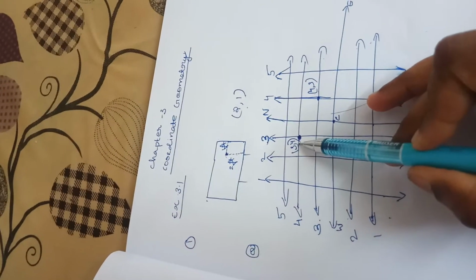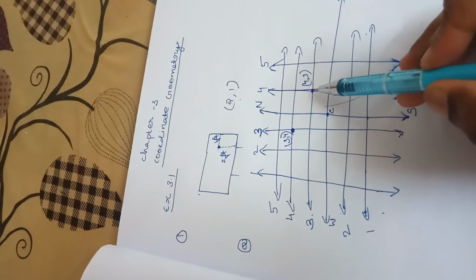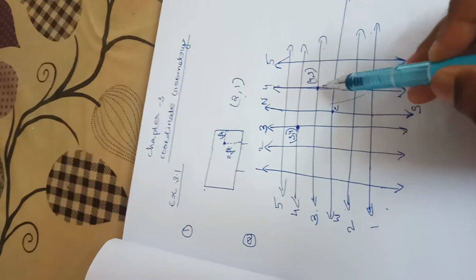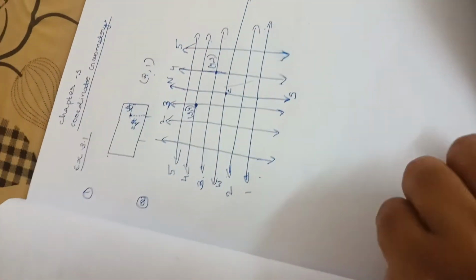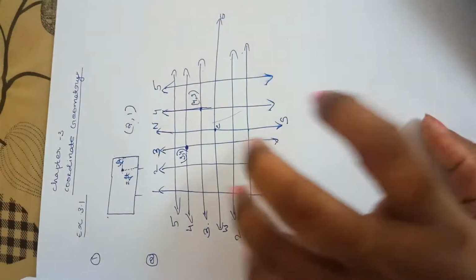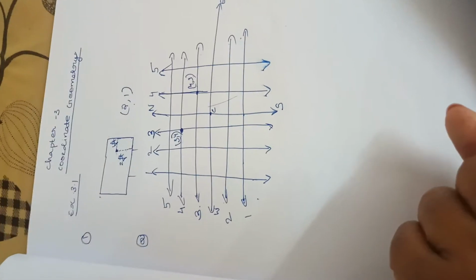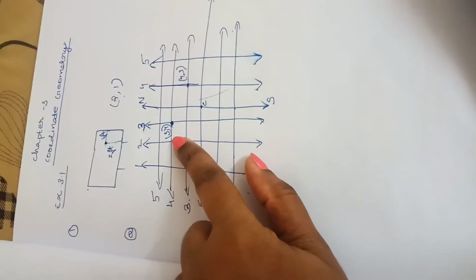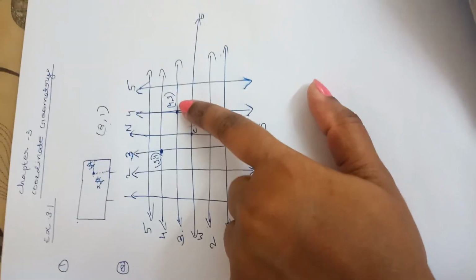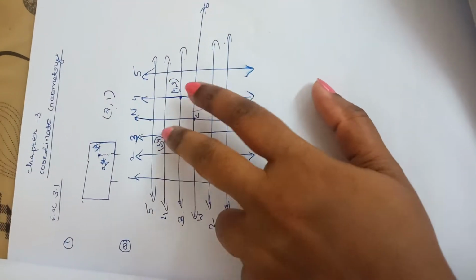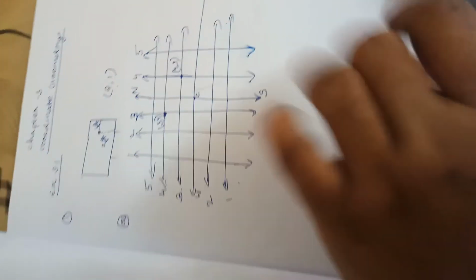So only one point we can plot at 3 comma 4 and only one point we can plot at 4 comma 3. We cannot draw any other line or any other point at the same point. That is the actual question. 3 comma 4 is a different point, and 4 comma 3 is a different point. These 2 points do not meet each other at any time.